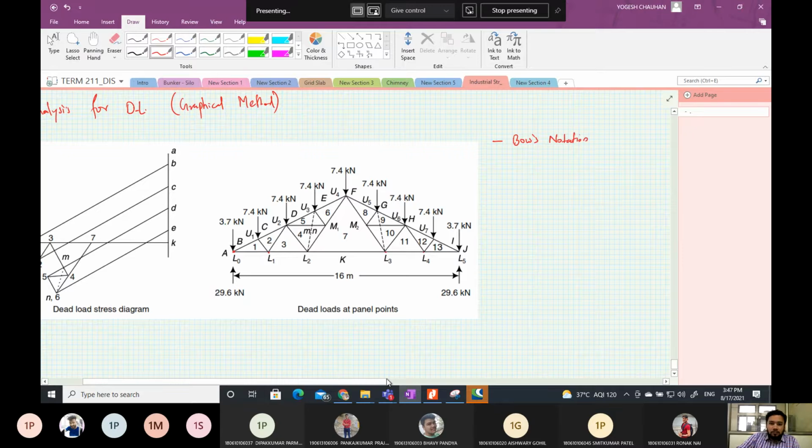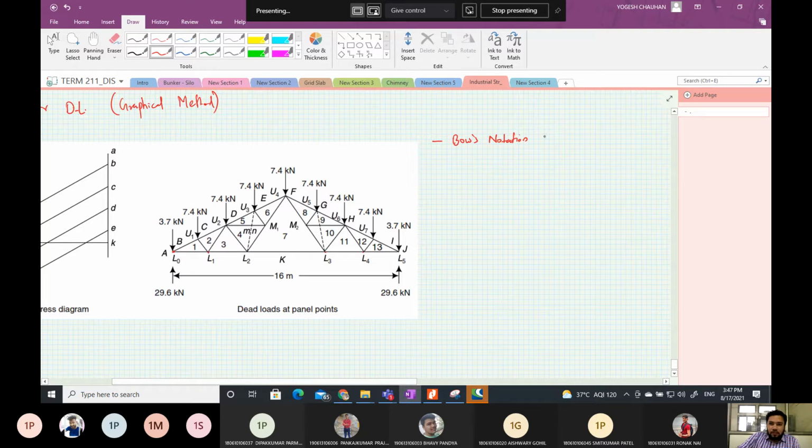Now Bow notation is given wherever the space is created, wherever there is a space created, you give the notations. So as you can see, between this load vector and this load vector there is a space. So we give this Bow notation A. Then between this load vector and this load vector there is a space. So you give it as B.